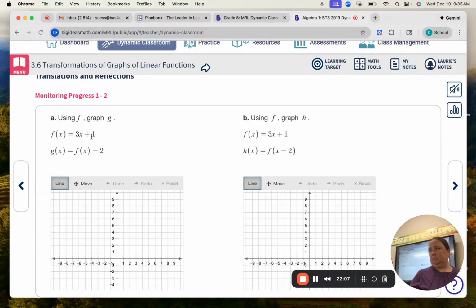So the first line is here. We have 3x plus 1. If I were to graph that, I would go up to 1 and put a dot, right? What's my slope? So I'm going to go up 3 over 1, and there's my second one. So that's my original line.